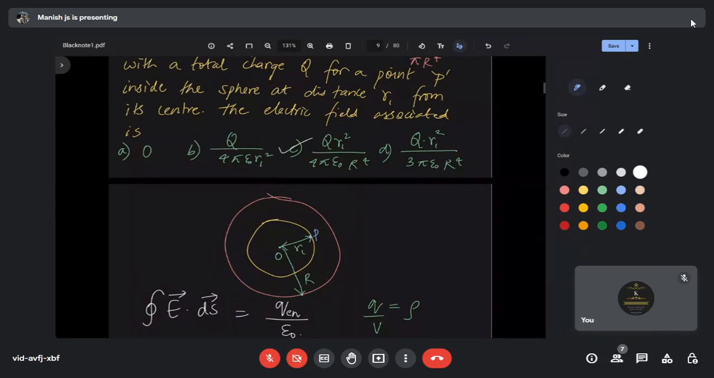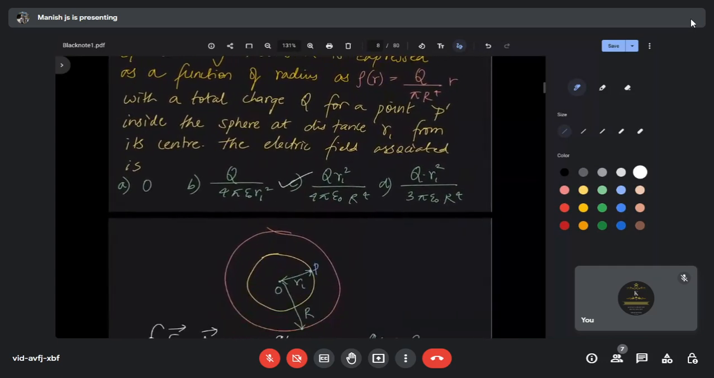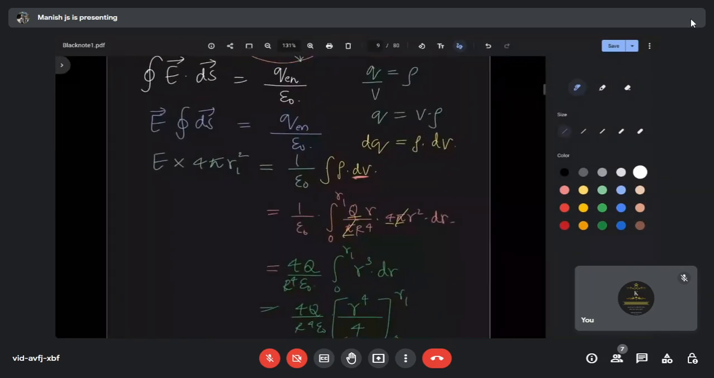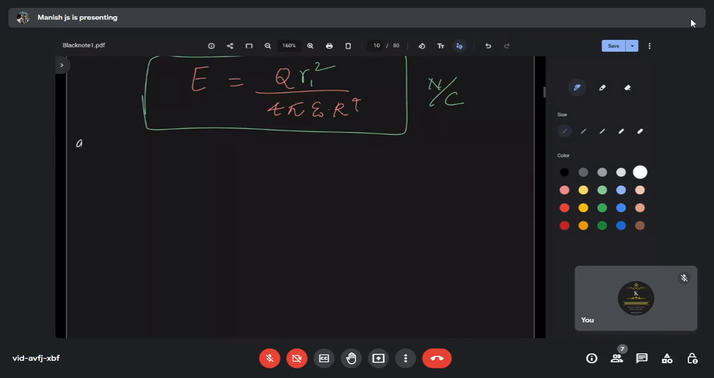Okay. So C is the correct answer for this question. Okay, so that is how you solve this question. So now we'll move on. Finally, we'll just see 2 questions and then we'll wind up.